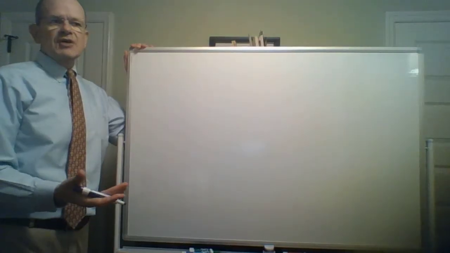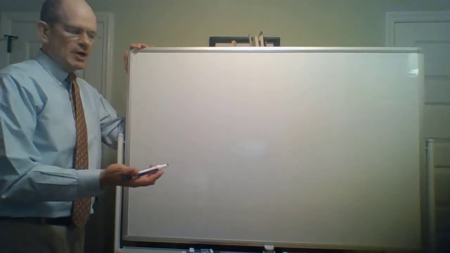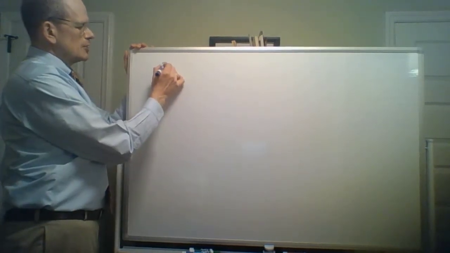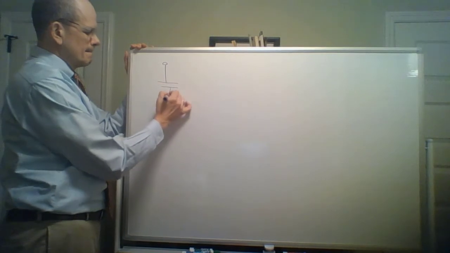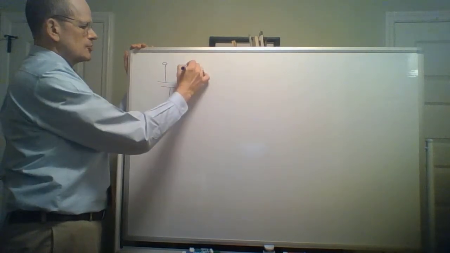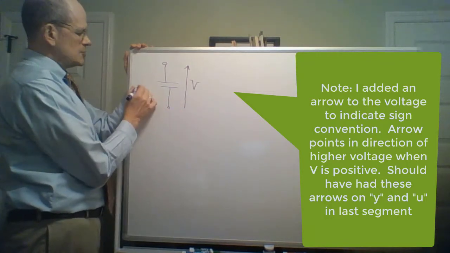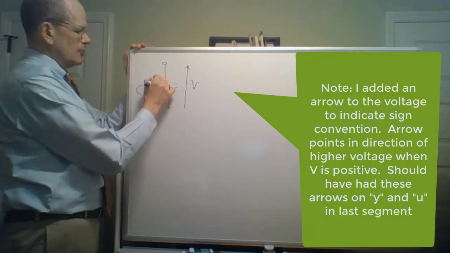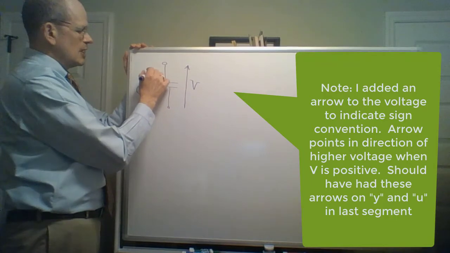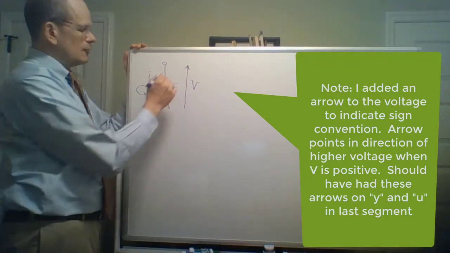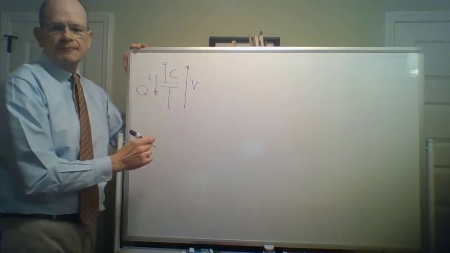Now let's treat the capacitor as an equivalent resistor using Laplace variables. We'll start by drawing the capacitor again. And we'll say the voltage across the capacitor is V. The charge on the capacitor is Q. Current flowing through the capacitor is I. And of course the capacitor has value C.